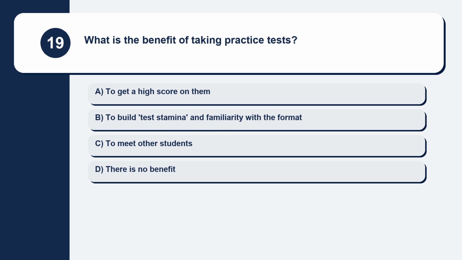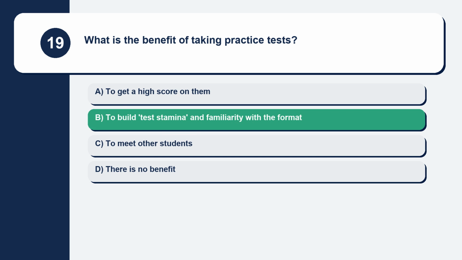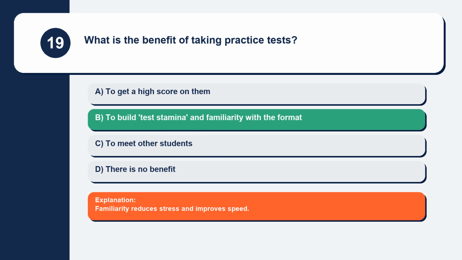Question 19. What is the benefit of taking practice tests? To get a high score on them. To build test stamina and familiarity with the format. To meet other students. There is no benefit. Familiarity reduces stress and improves speed.